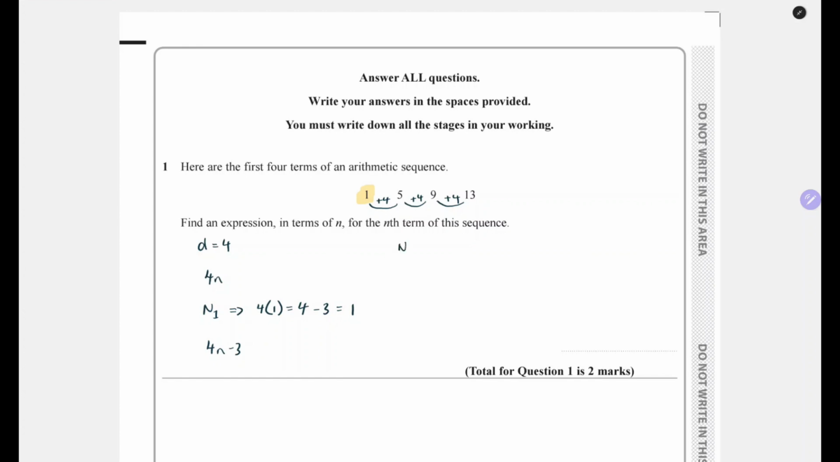Let's test this with the fourth term. So if n equals 4, we have 4 multiplied by 4 minus 3, and that gives us 16 minus 3, and that gives us 13, and that is the value of the fourth term. And so our expression is 4n minus 3.